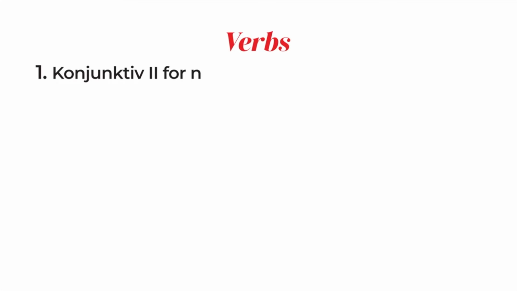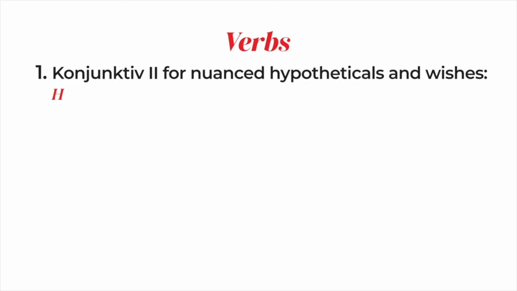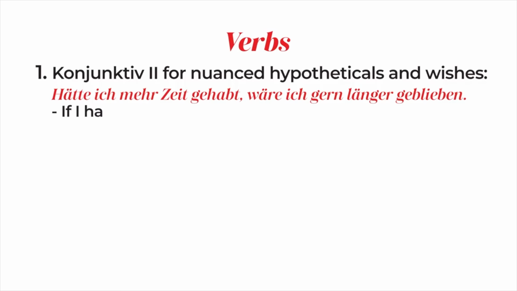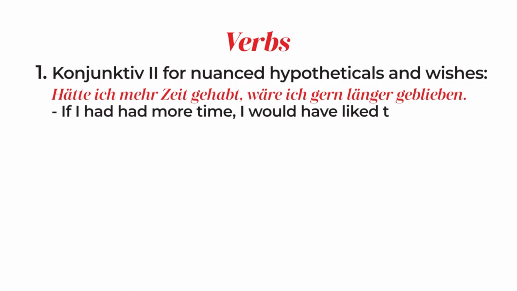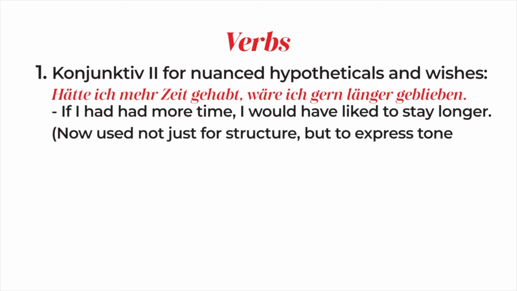At the C1 level, grammar becomes a tool for tone, clarity, and style. You'll revisit many of the same concepts from earlier levels, but now it's all about using them with greater subtlety and in more sophisticated contexts. Verbs. Konjunktiv 2 for nuanced hypotheticals and wishes. Hätte ich mehr Zeit gehabt, wäre ich länger geblieben. If I had more time, I would have stayed longer. Now it's not just used for the structure, but to express a tone, regret, hope, sarcasm, etc.